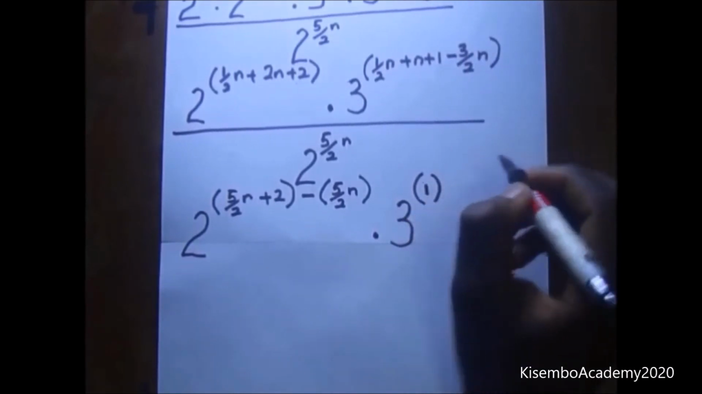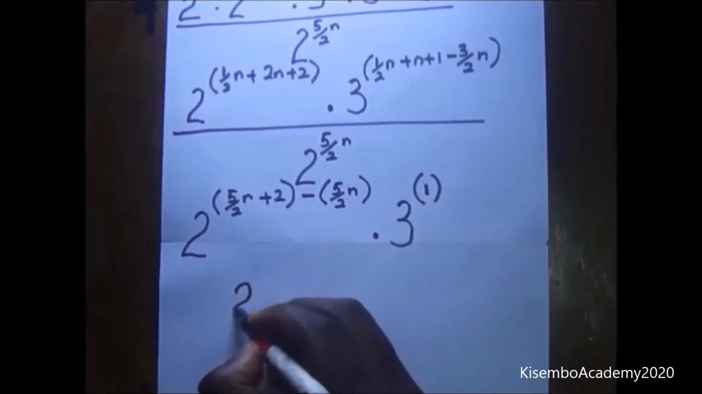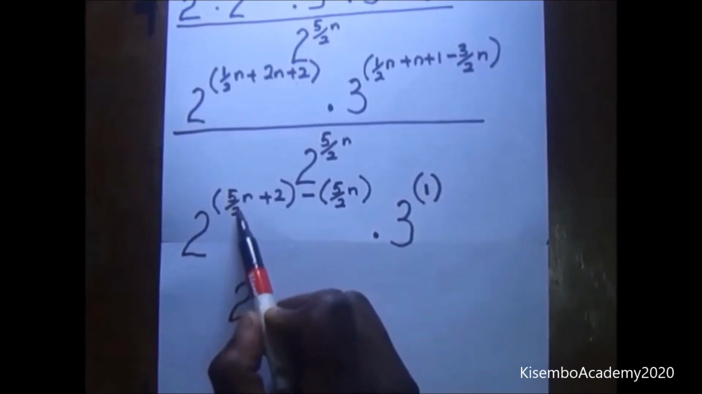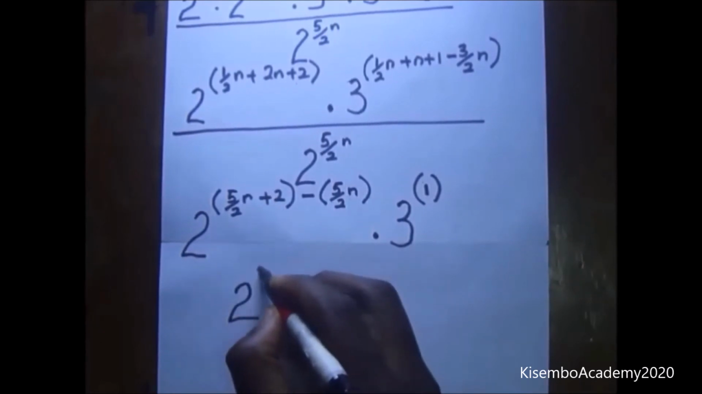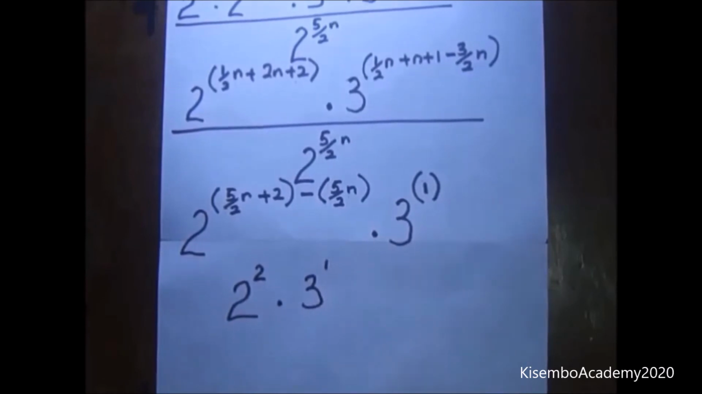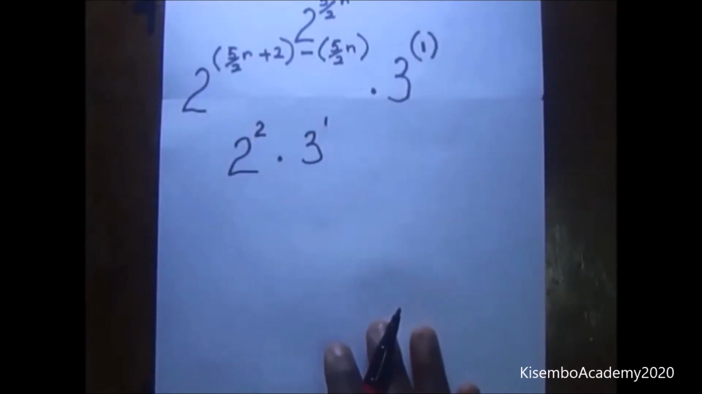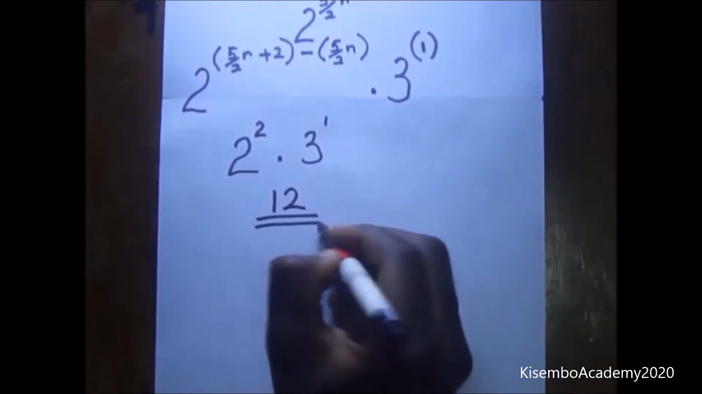the power 1 there. So here you're going to remain with 2 to the power 5 over 2n minus 5 over 2n will give you 0, so you have 2 to the power 2 here, so it's going to be 2 to the power 2 times 3 to the power 1. 2 to the power 2 is going to be 4. 4 times 3 will be 12. So the answer to that is going to simply be 12, and that will be our answer for that question.